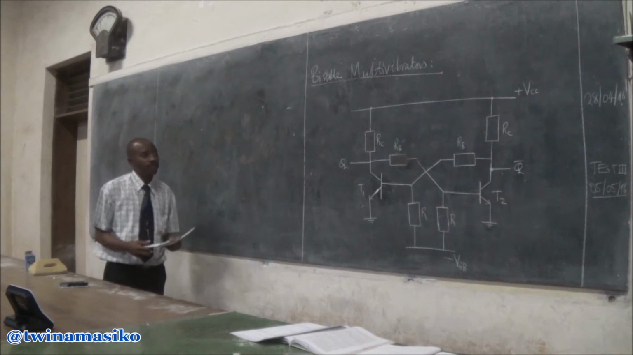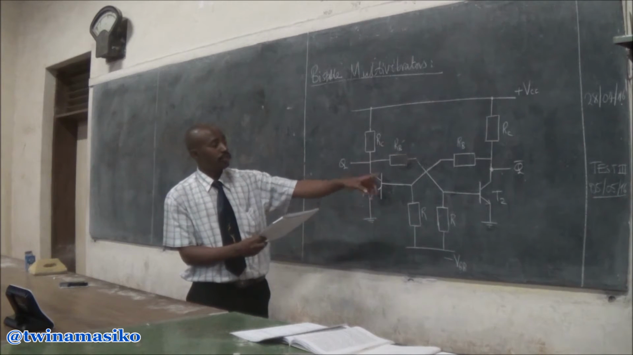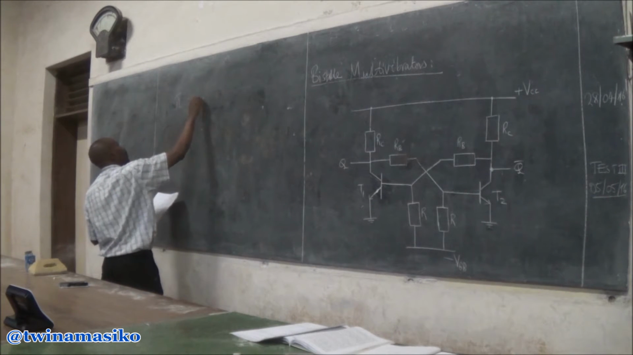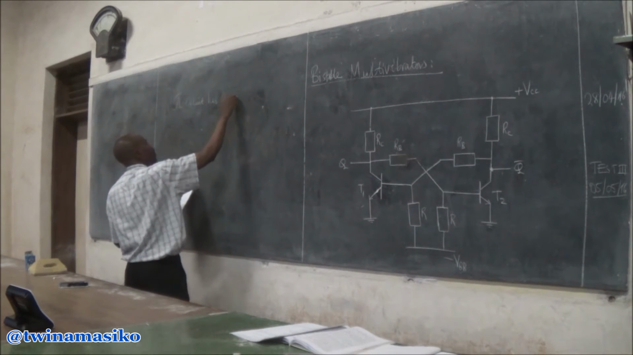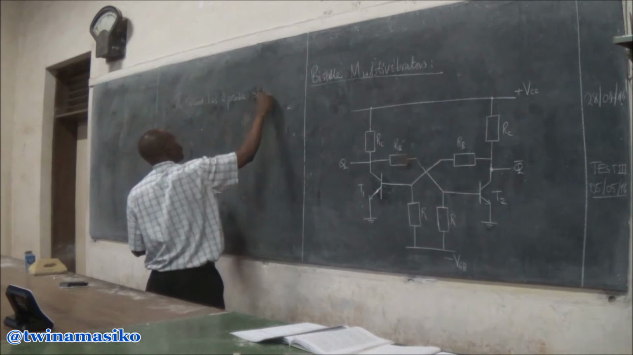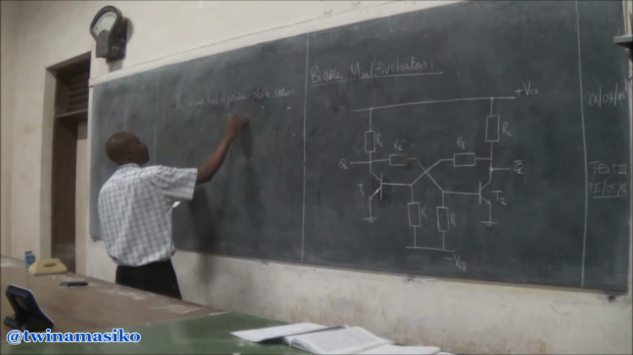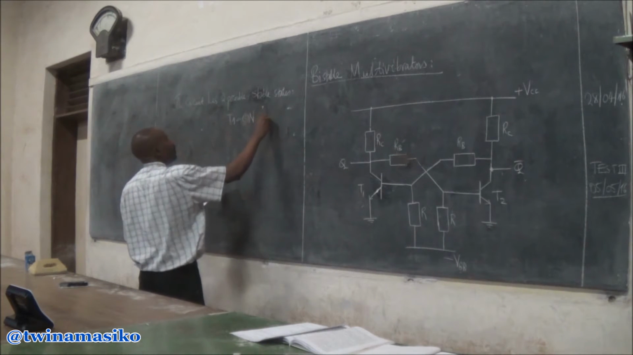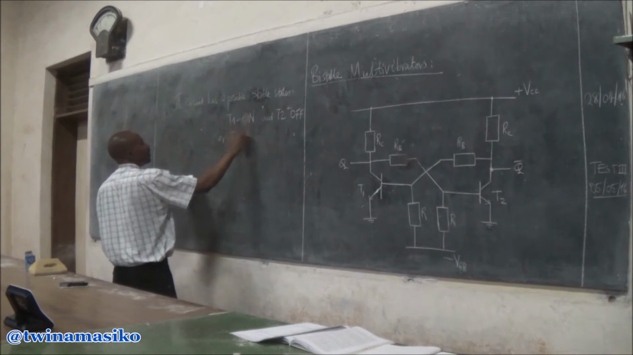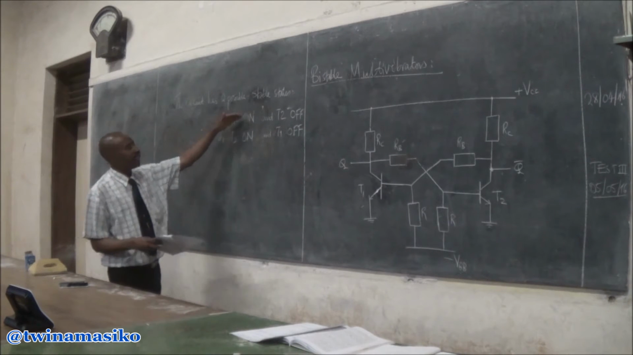So this circuit has two possible states. You have when T1 is on while T2 is off, and then you have when T2 is on and T1 is off. So the circuit has two possible stable states. That is when T1 is on and T2 off. The other state is when T2 is on and T1 off. I've interchanged T1 and T2 to make sure that we have the ons here and the offs here.